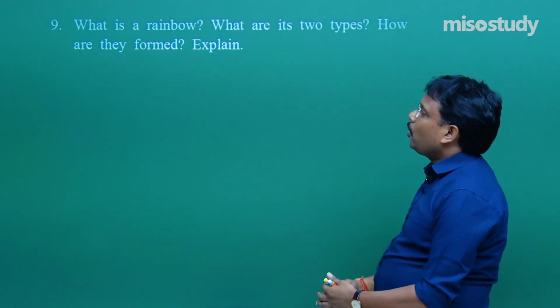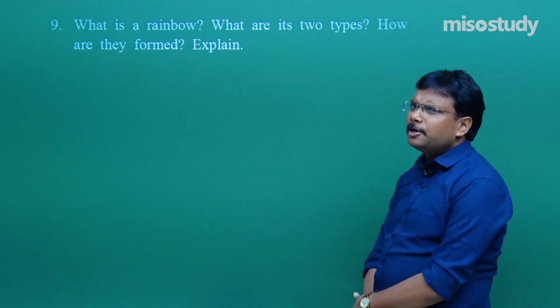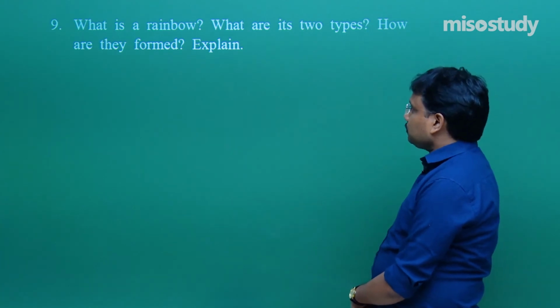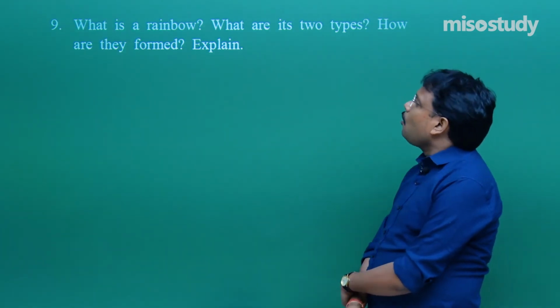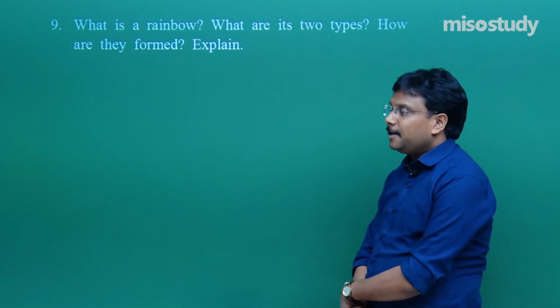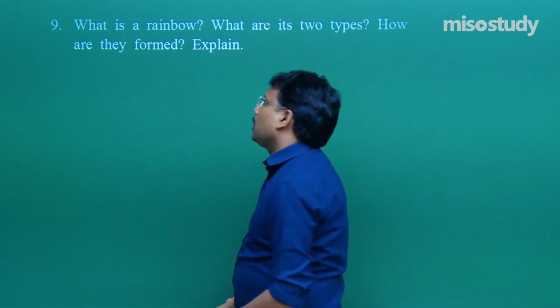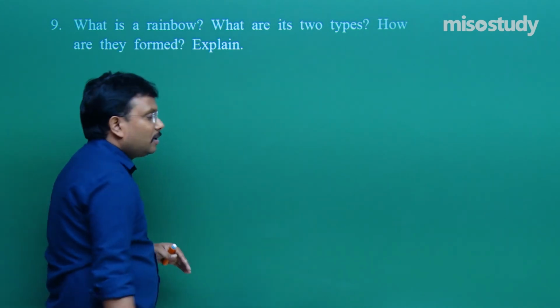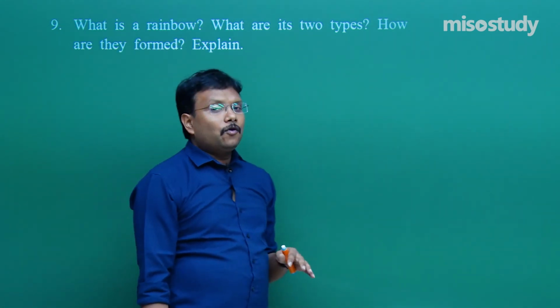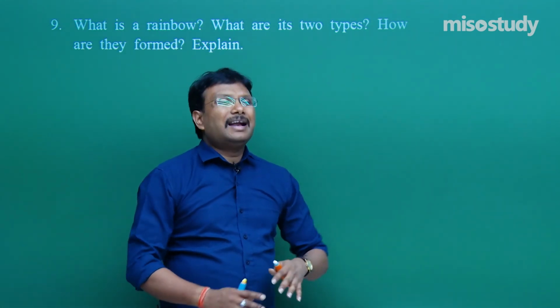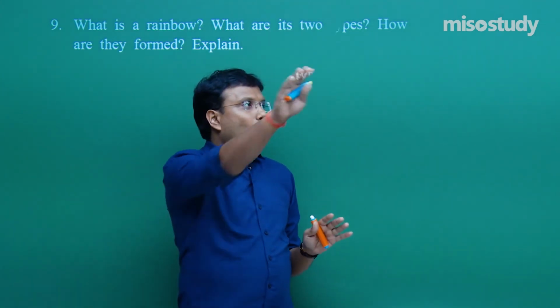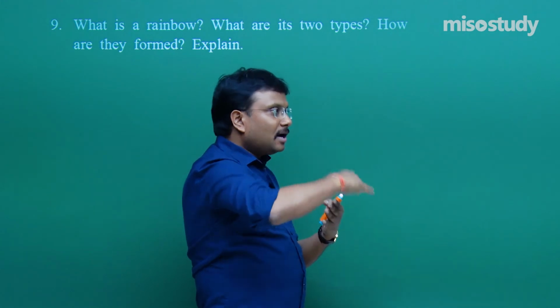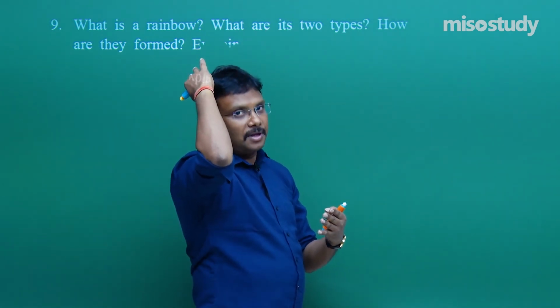Then comes: what is a rainbow? Very traditional question. What are its 2 types? Fine. How are they formed? Explain. So in 5 marks, first you have to write down what is a rainbow. Rainbow is a colorful formation, light scattering in sky during rainy season when the sun is behind the observer. Okay.